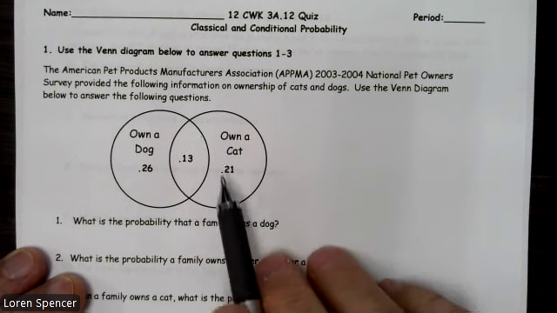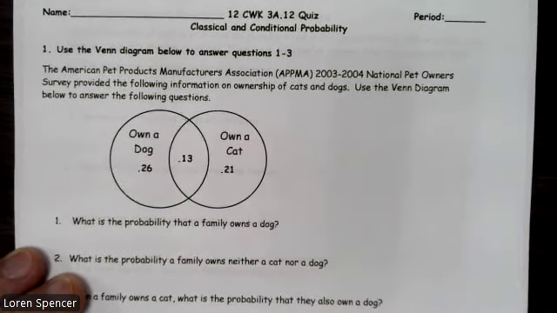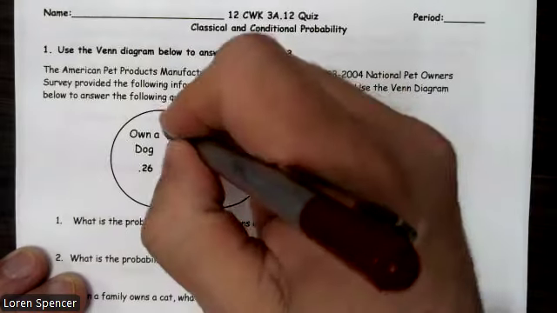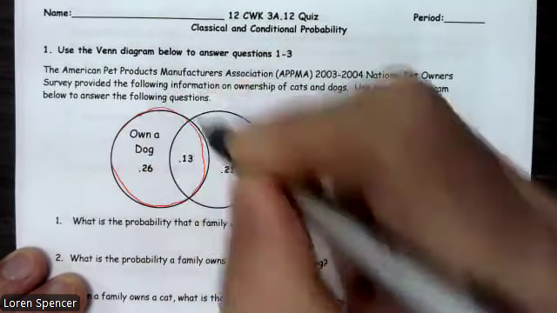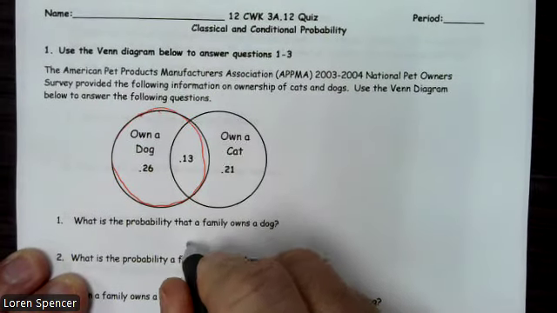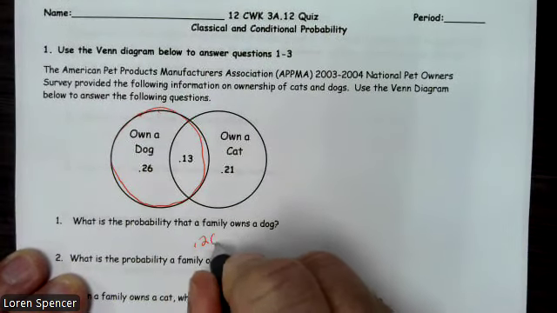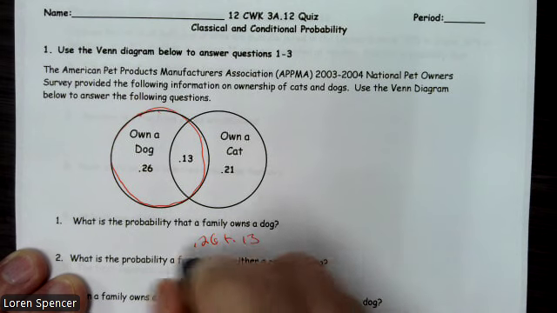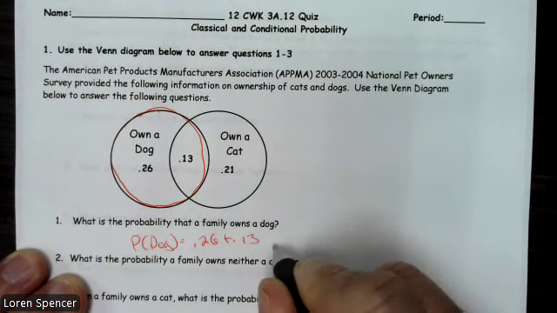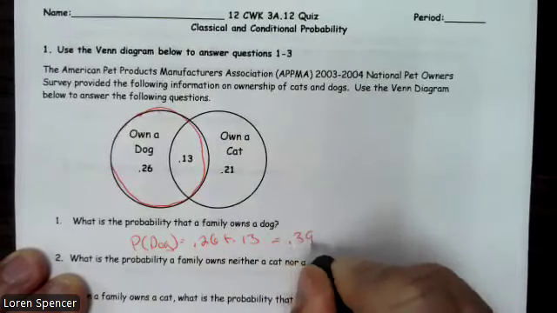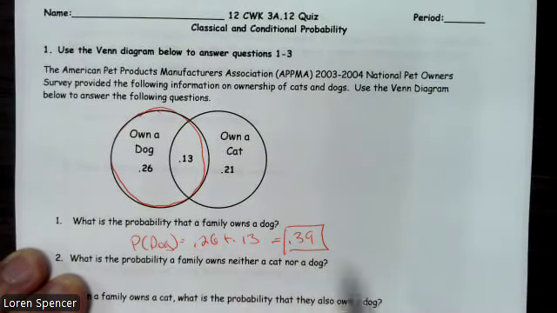So, the first question is, what is the probability that a family owns a dog? Well, dog is this entire circle right here. So the probability of a dog is 0.26 plus 0.13, and that's the probability of a dog. And so that equals 0.39. So our answer is 0.39.